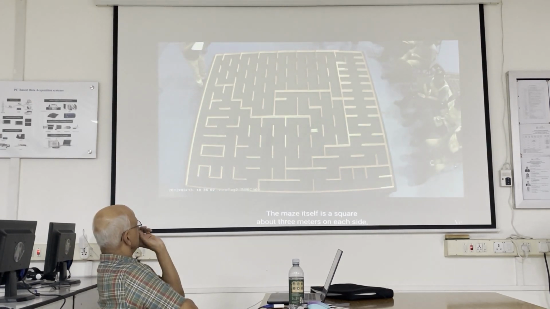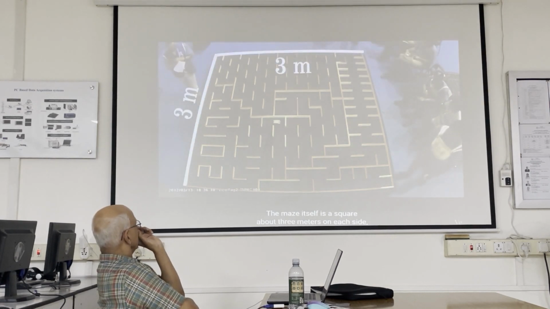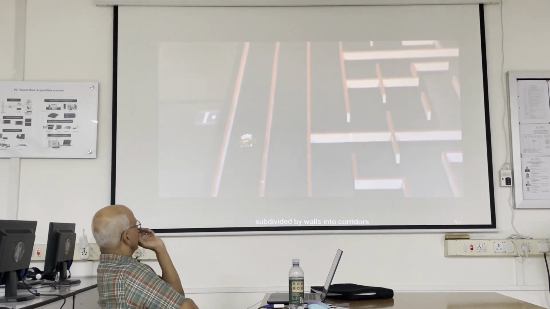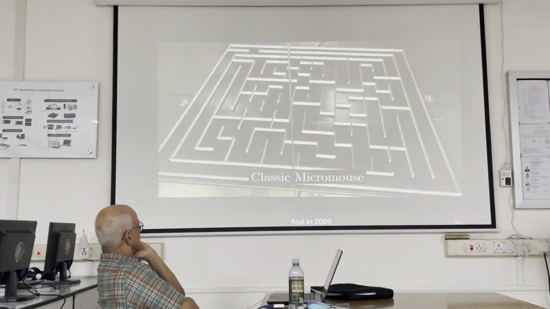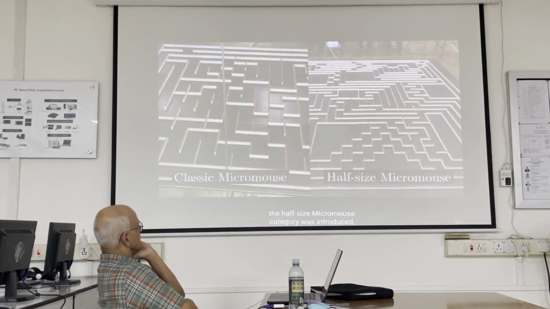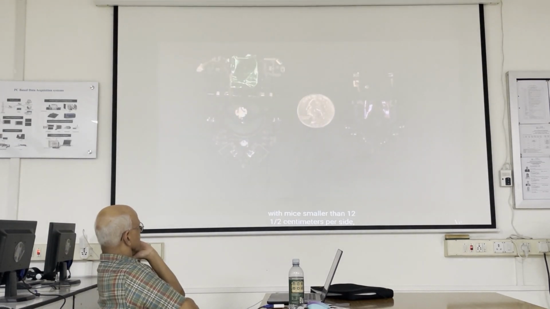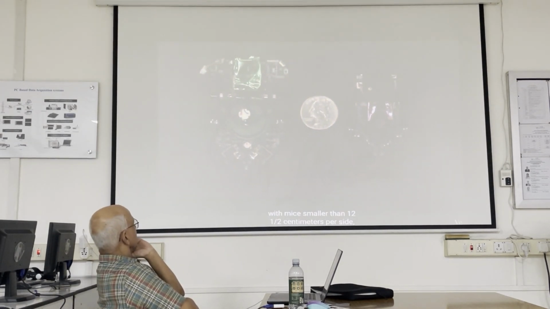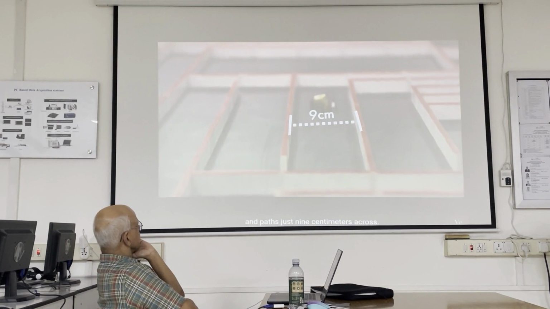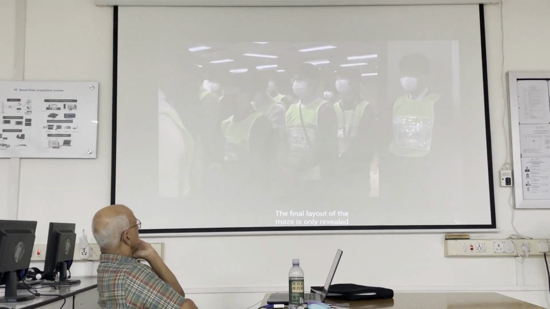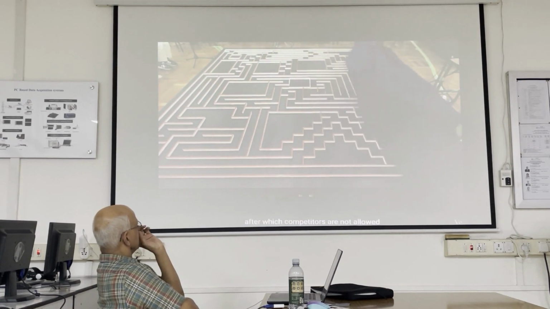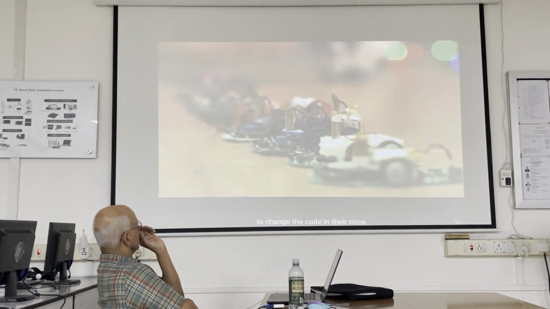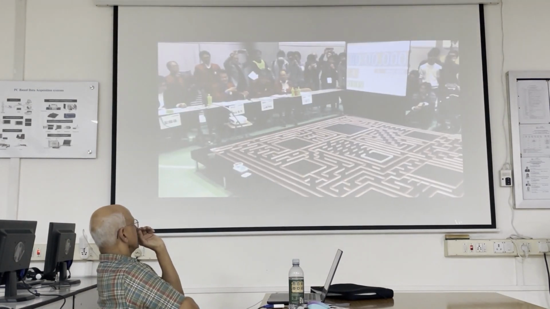The maze itself is a square about 3 meters on each side, subdivided by walls into corridors only 18 centimeters across. And in 2009, the half-size micromouse category was introduced, with mice smaller than 12.5 centimeters per side and paths just 9 centimeters across. The final layout of the maze is only revealed at the start of each competition, after which competitors are not allowed to change the code in their mice.